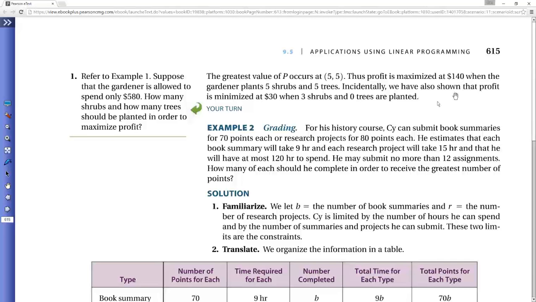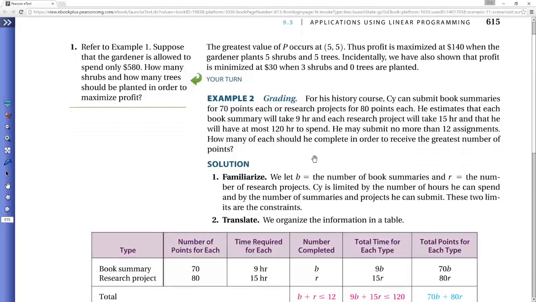We've also shown that profit is at a minimum of 30 if 3 shrubs and 0 trees are planted, right? But if we have 5 shrubs and 5 trees, under those constraints, that is the best scenario to maximize for that situation with that garden. We can show that we could get a maximum profit of $140.